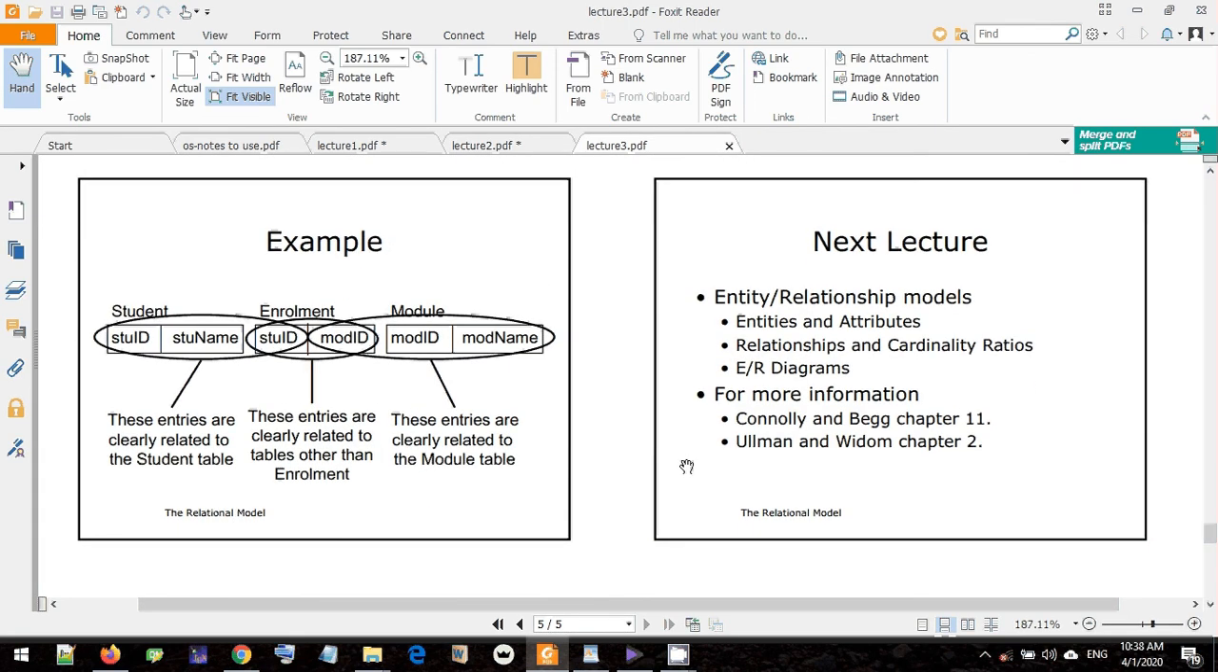Great. For the next lecture, we shall talk about entity relationship models.